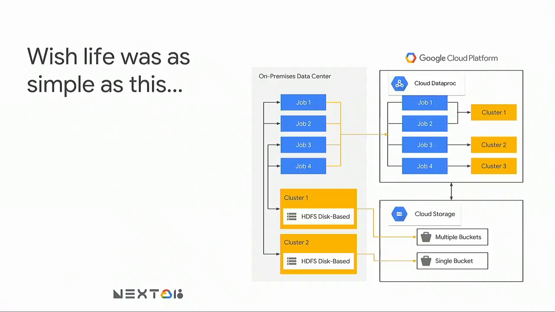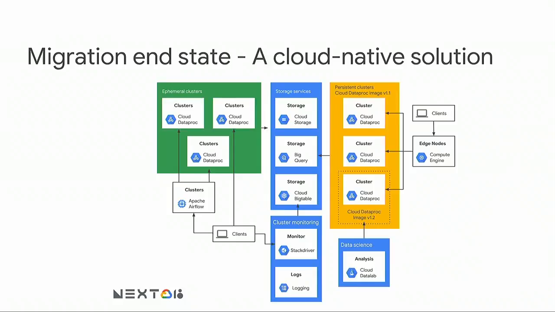We talked about this diagram earlier. That was our simple starting point. Life is never simple. Simple diagrams don't actually do justice to the problems we have to face in the real world. Let's build on this a little bit. This is my migration end state, the cloud native solution. On the left, in green, you see my ephemeral clusters. We just talked about them. Job specific. I can have a bunch of them. I don't need 1, 2, 3. I could have hundreds of them if need be, as required.